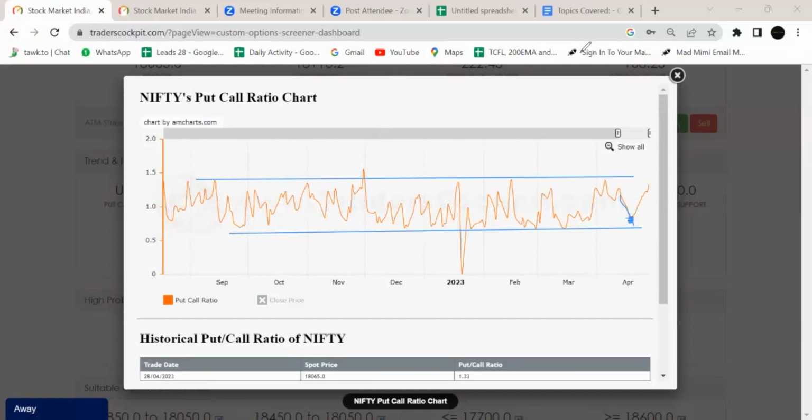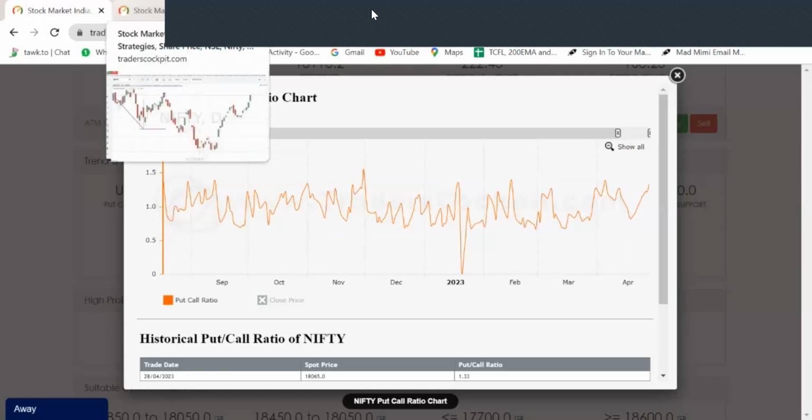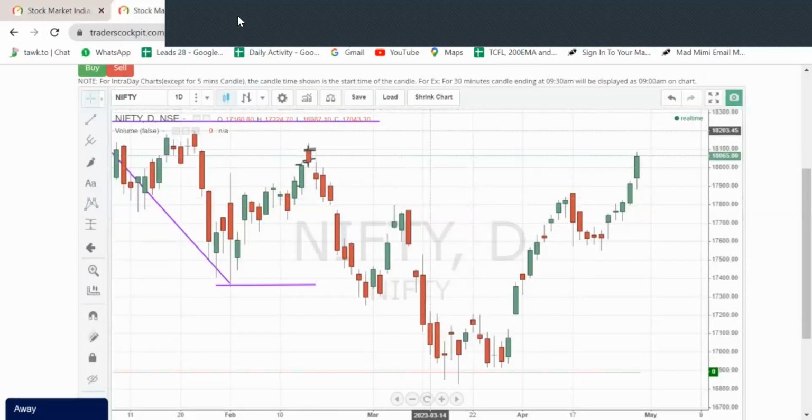What happened in the market? I want you to remember this date again. On 19th April we got the PCR almost oversold confirmation. Then what happened on that particular day? You can go and check in the charts. See, 19th April, you can go here. This is the 19th April candle. I'll just circle that candle.